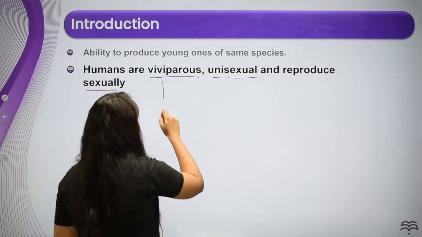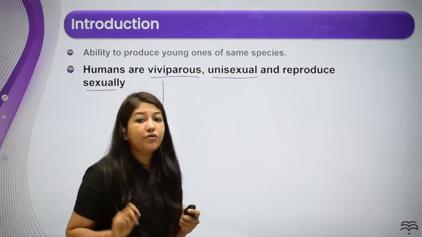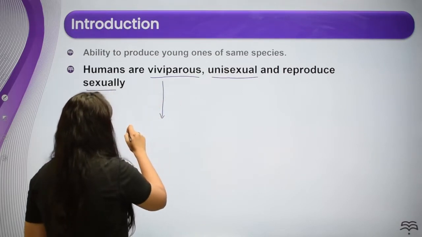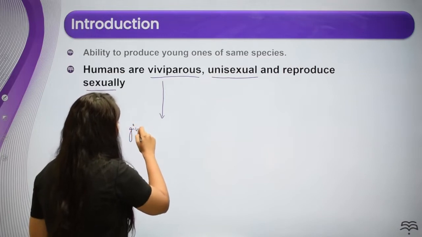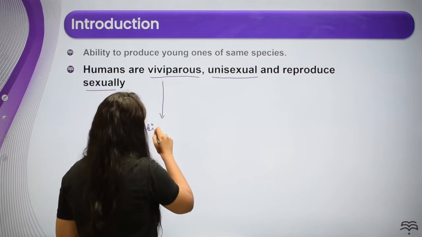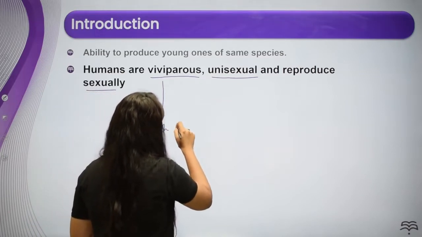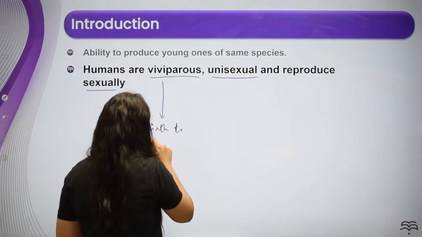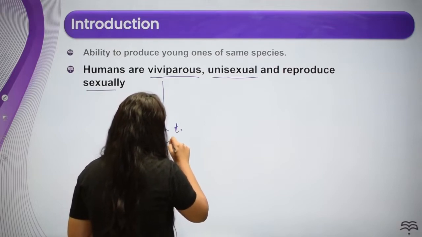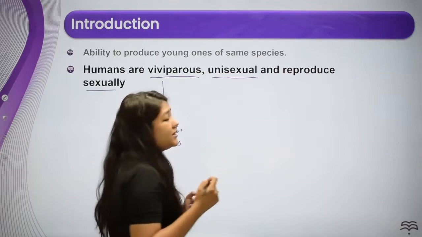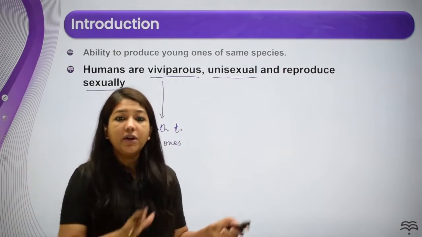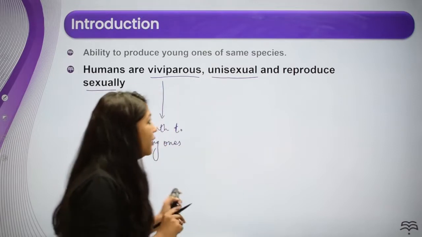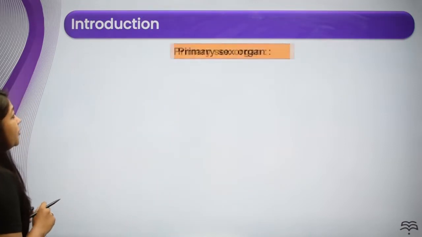They are viviparous. What is the meaning of viviparous now? They give birth to young ones. And then unisexual, of course, the sexes are separate. There is a male, there is a female. Okay, so these are the important points.